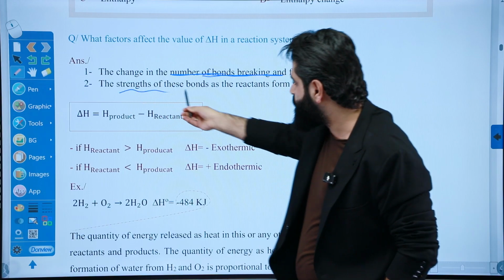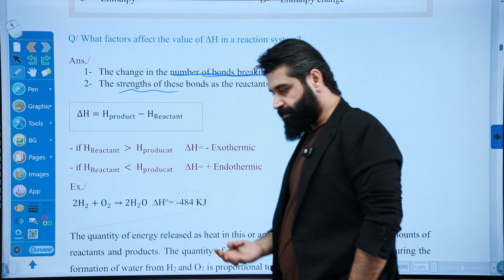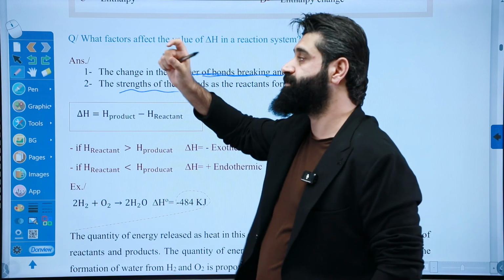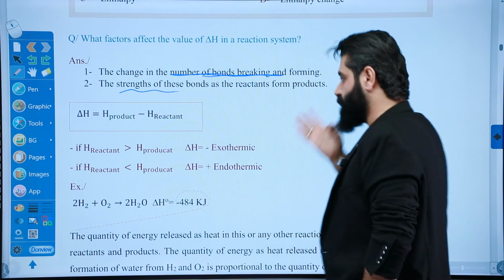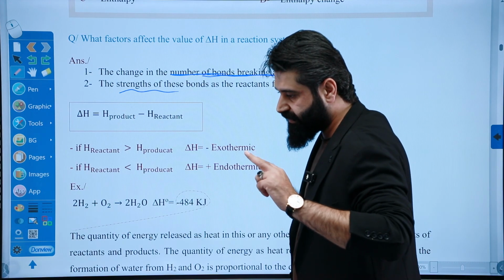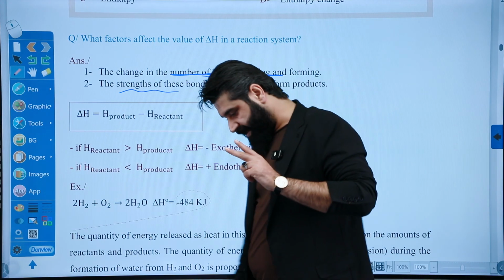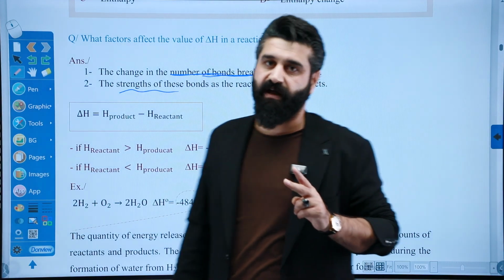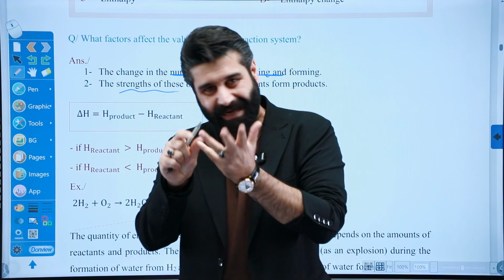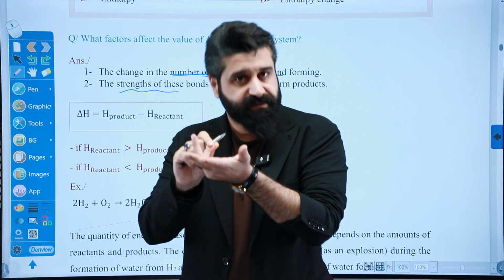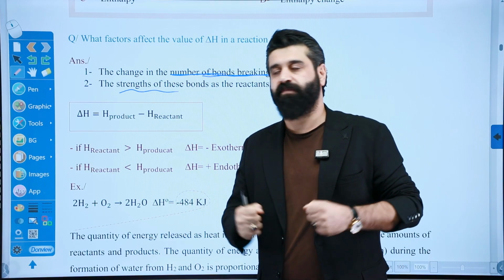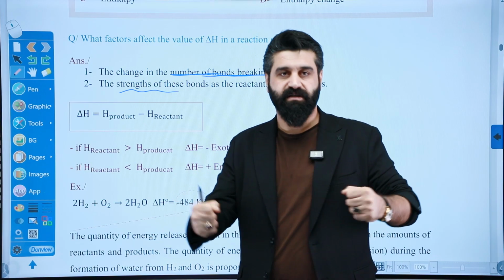And the strength of the bond. If the bond is weaker or stronger, it depends on the atomic size, which is not included in this book. Good? So there are two factors that influence the value of delta H. The first one, number of the bonds. Number of the bonds, please. And the second one, strength of the bond. If the bond is weaker or stronger.